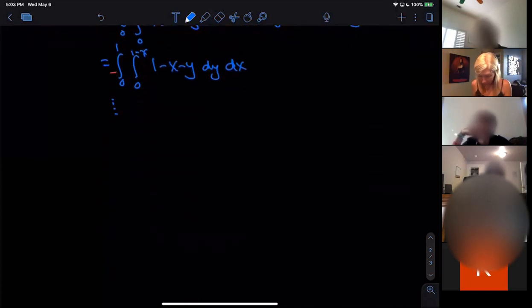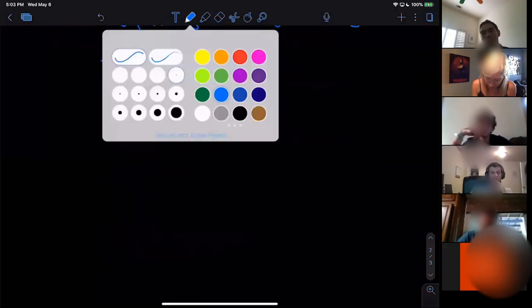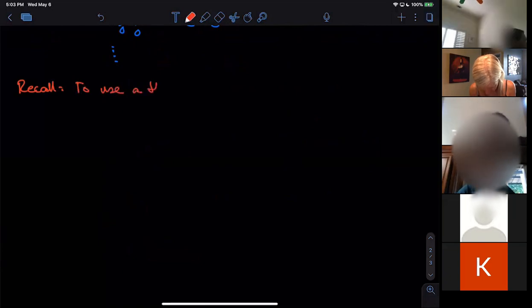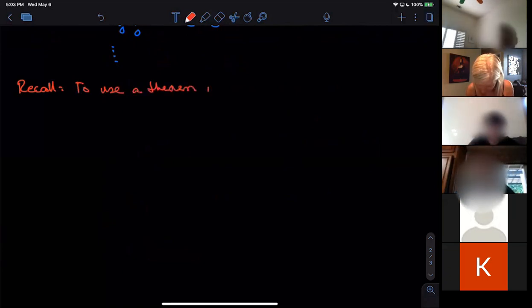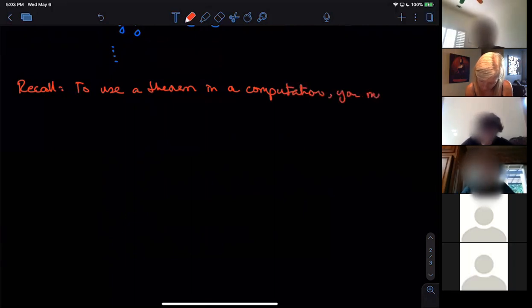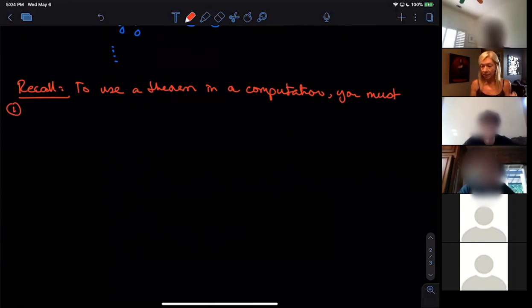Coming up, we're going to be doing theorems from now on. And I just want to remind everybody, since a couple people forgot on the exam, whenever you use a theorem in this class, in the computation, you must... What are the things? Remember there were some things that you had to do in order to use a theorem. I put them on the exam last time and in the notes. Can anybody remember any of them? Hypotheses, or like recall the hypotheses.